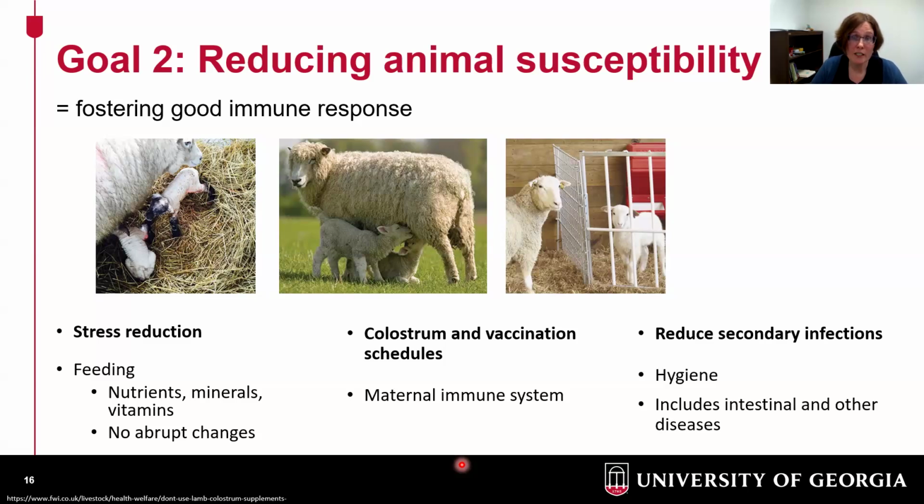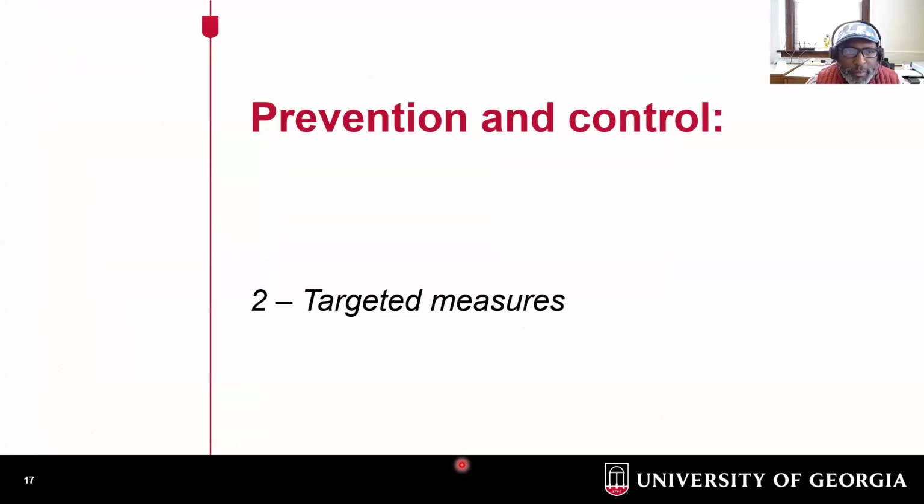Reduction of secondary infections, usually that goes the same route, making sure the immune response to coccidia can happen. So that would be up, again, you know more about it than I do, hygienic measures, and also make sure that not only intestinal diseases are prevented, but also pneumonia and other diseases somewhere that can interfere with the animal's general health.